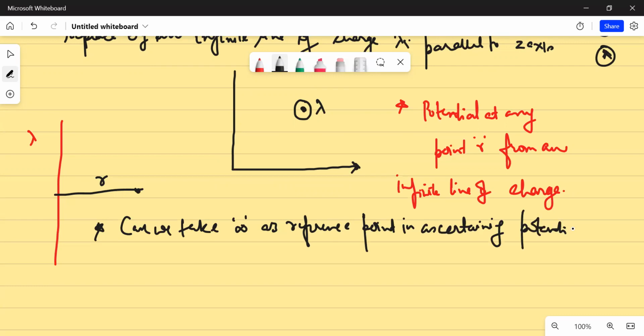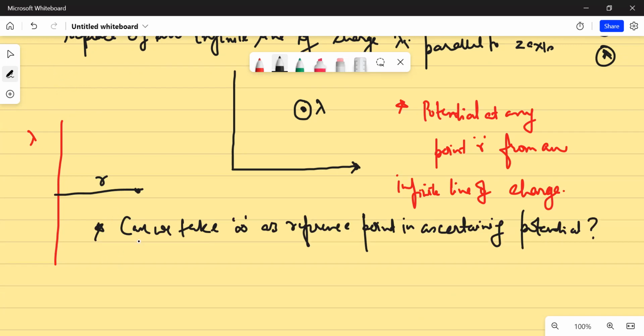The answer is no. Why no? Because this is a body that is extending till infinity. If it extends till infinity, I cannot take infinity as a reference point, because at infinity also you have some charge distribution which is going to contribute. So in any case, the potential at infinity will not be zero because of this.